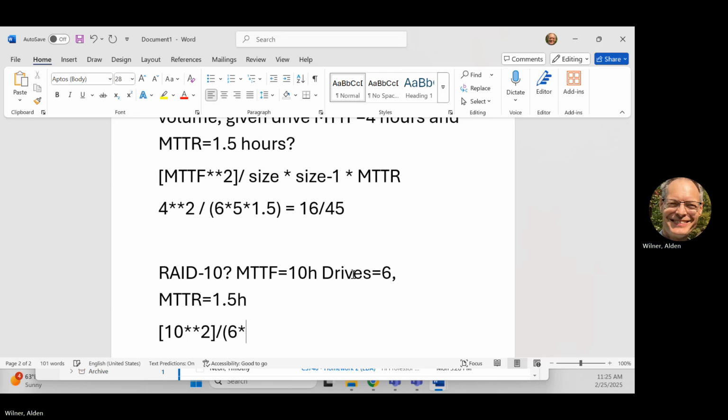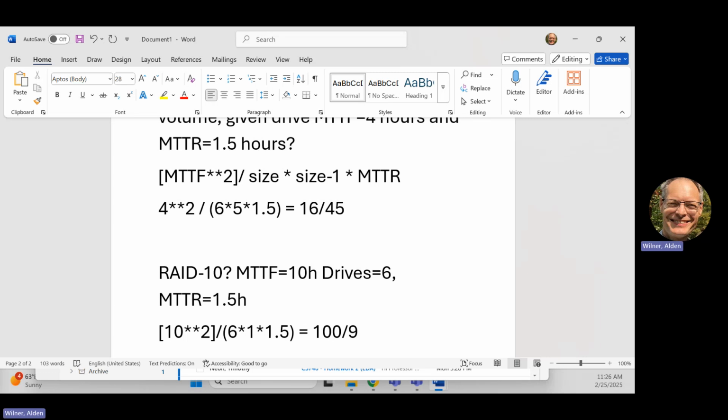And then the next drive that fails, if it's in a different RAID group, it doesn't matter. So there's only 1 drive available to fail that will kill it, right? So if the second drive that fails is in the group that the first drive already died in, that's when we're seeing an actual volume failure. And then, of course, that's 1.5, right? And that's going to be 100 over 9, okay?